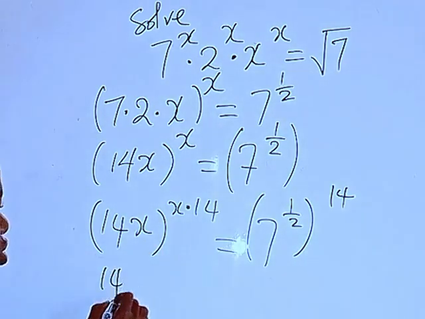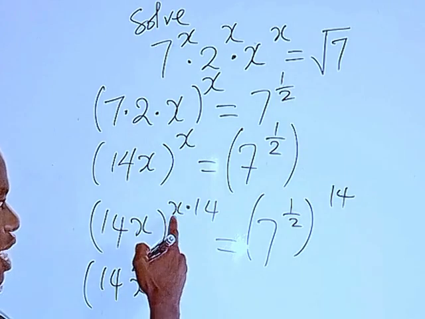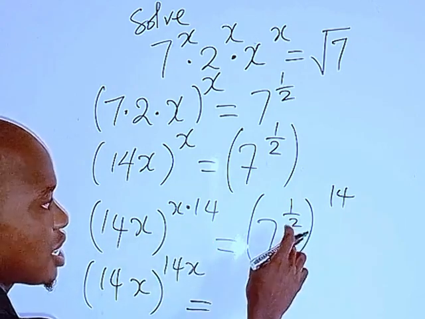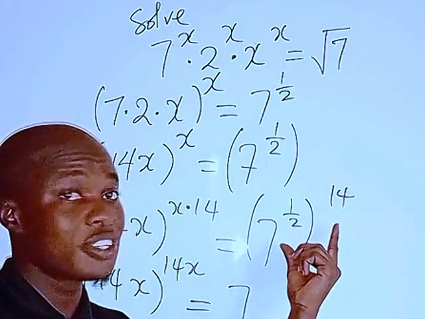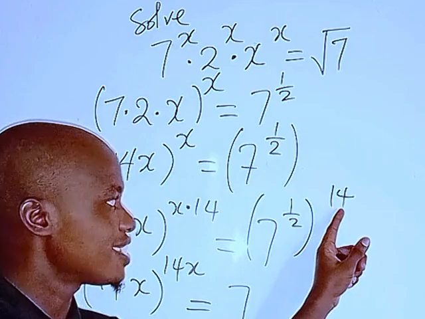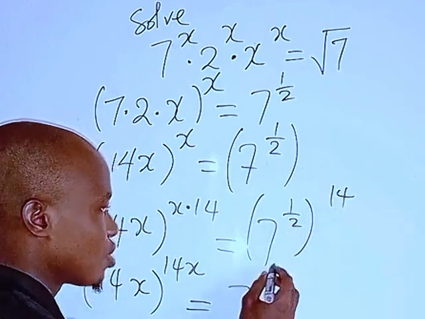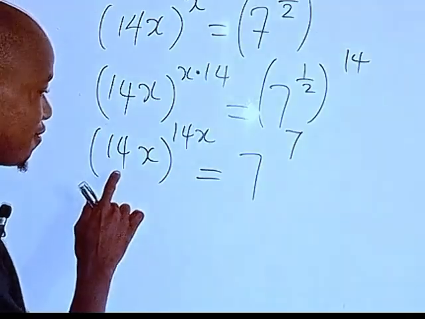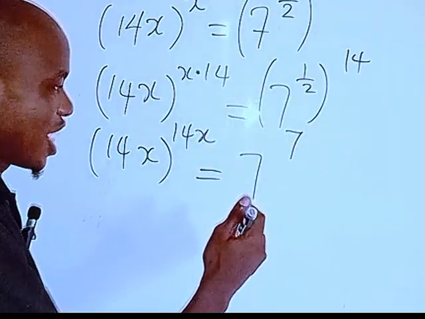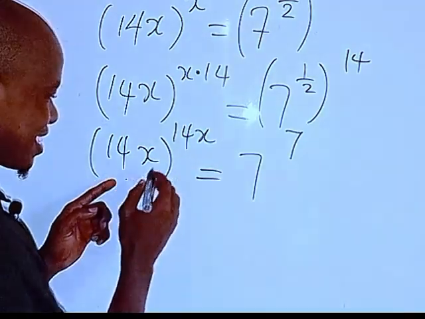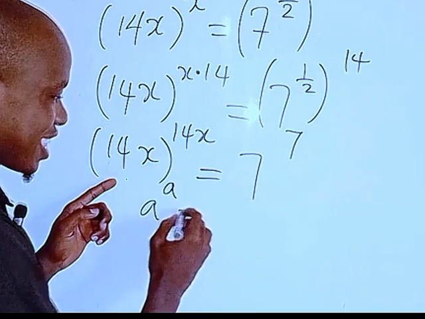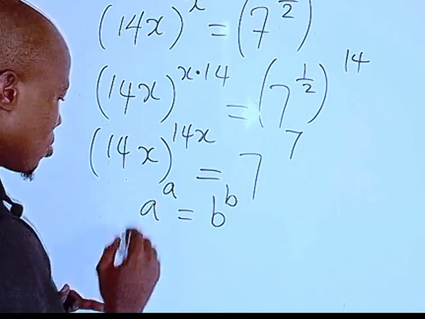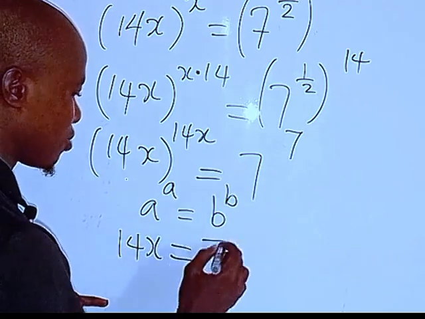You see that this is going to be 14x, then x times 14, I'm going to be having 14x, then equals, here we have 7. Now from the law of indices, this power must multiply this, that is 14, then 14 divided by 2, we're going to be having 7. So we have 7 to the power of 7, and here we have 14x to the power of 14x, which shows that this a is raised to a and b is raised to b. Automatically we just equate a to b. So we're going to have 14x equals 7.